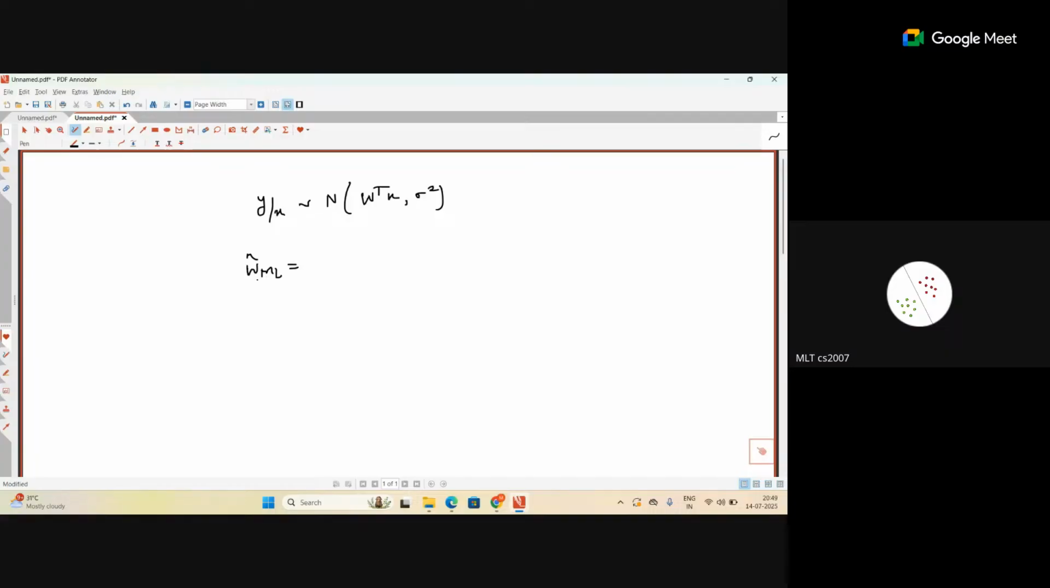And with this, what was our ML estimate? It was W star, which is nothing but X transpose X pseudo inverse or inverse times X transpose Y. Is that correct?